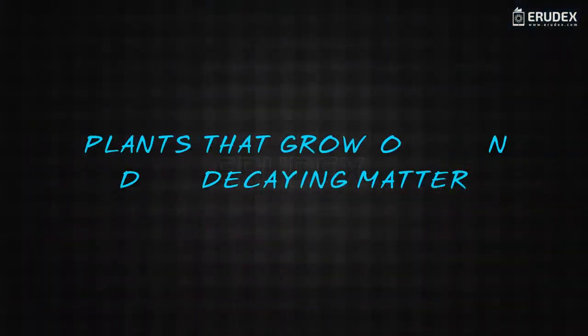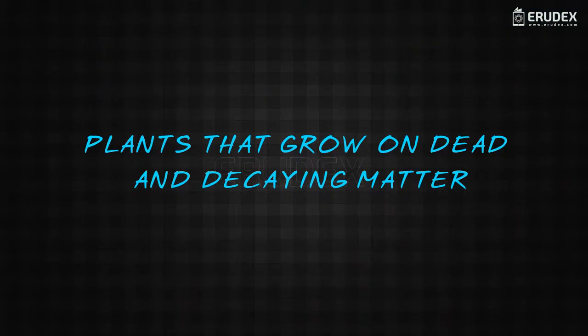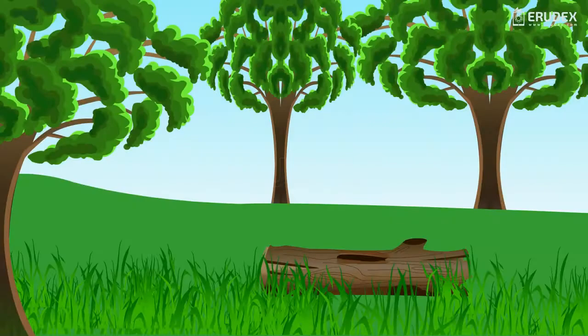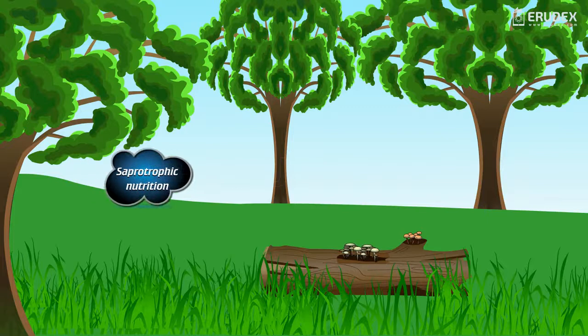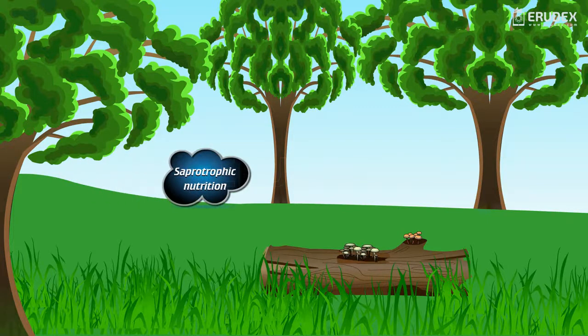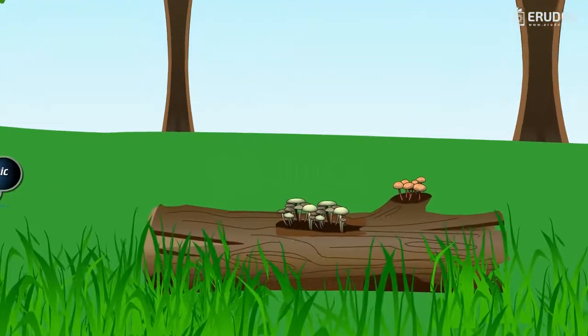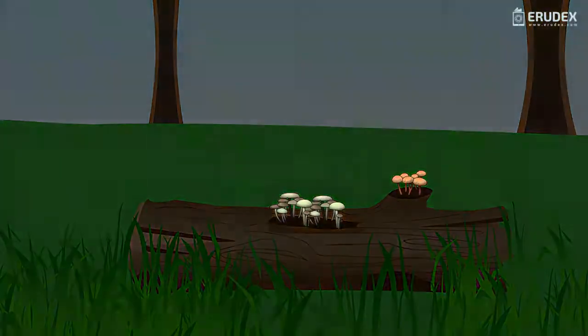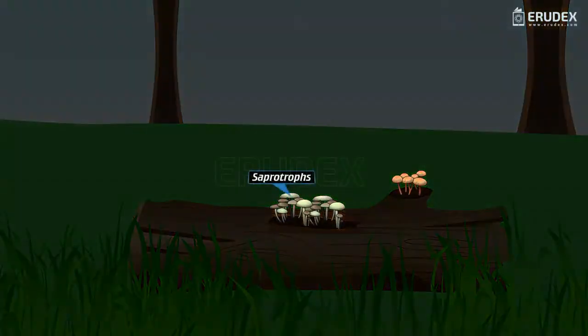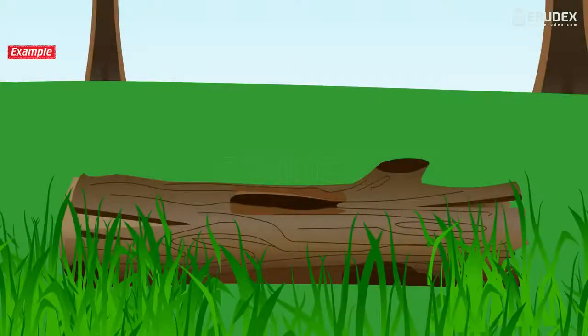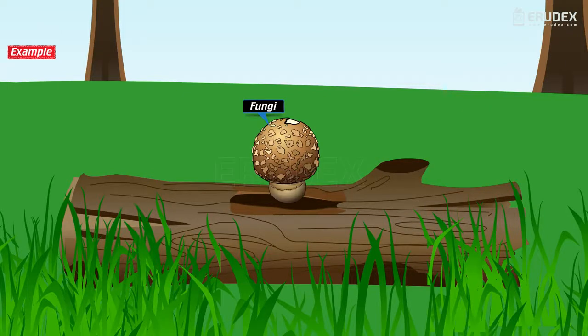Plants that grow on dead and decaying matter. Some organisms depend on dead and decaying matter for their nourishment. This mode of nutrition is called as saprotrophic nutrition. The organisms which exhibit such type of nutrition are called as saprotrophs. Example: fungi.